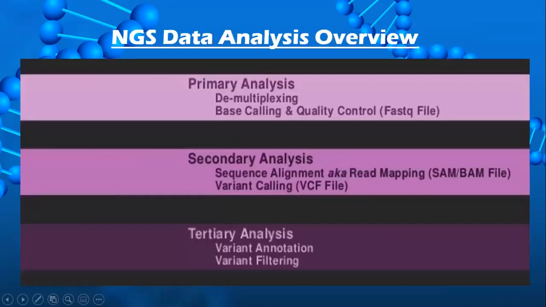So coming to NGS data analysis overview, this process involves 3 steps. One is primary analysis, which involves demultiplexing, base calling, and then quality control. That's the generation of a FASTQ file. Then secondary analysis involves sequence alignment, or that's called read mapping, and the generation of a SAM or BAM file, and also variant calling, that's the generation of a BCF file. And the third is the tertiary analysis, which involves variant annotation and variant filtering.